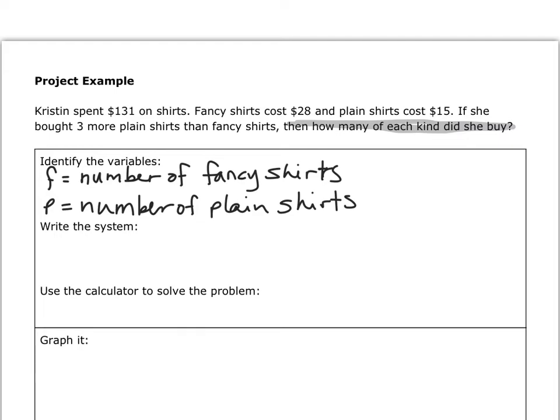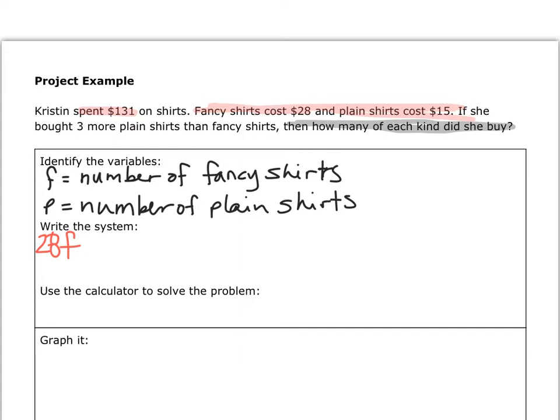So then I need to write a system. So to write this system, I see, well, Kristen spent $131 on shirts. That's how much she spent in total, right? Fancy shirts cost $28, and plain shirts cost $15. That's going to help me write my first equation. So fancy shirts, F. If I multiply the number of fancy shirts times how much each one of them costs, 28, that tells me how much she spent just on those fancy shirts, right?